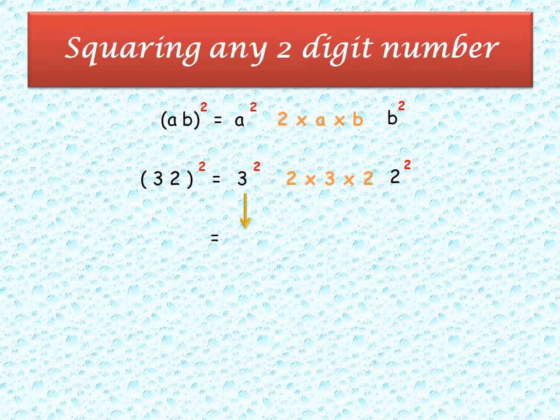3 square gives 9. Write down 9 below. And 2 into 3 is 6 and 6 into 2 is 12. Write down 12 below. And next is 2 square, so write down 4 below. Like this. And now we have to simplify this in order to get our desired answer.